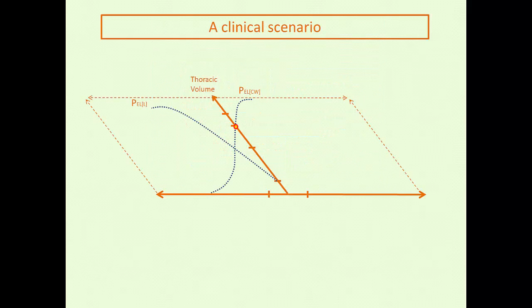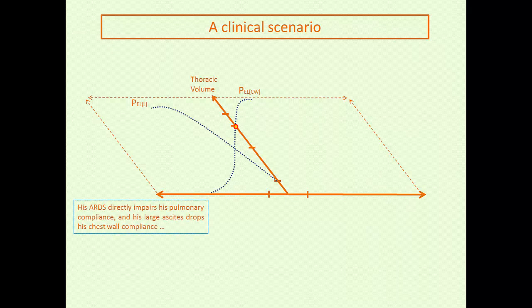So again, this is the marriage of the Campbell analysis and the Guyton analysis. This is a normal patient, okay, with a normal pulmonary elastance and a normal chest wall elastance on the Campbell analysis. On the z-axis is thoracic volume going into the page. On the x-axis is intrathoracic pressure, as it is depicted on the Campbell diagram.